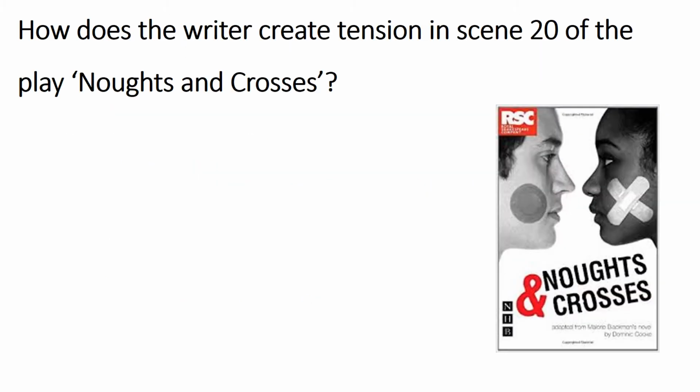Okay, so now you've had a quick refresh of what to expect when we look at our play script. We'll just have a look at the question we've got today. So we're going to do the same as we have in previous lessons. Have a look at this question and then we're going to pull it apart and break down what it's actually asking us. So today's question is, how does the writer create tension in scene 20 of the play Noughts and Crosses?